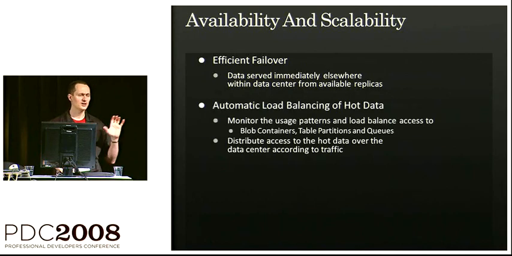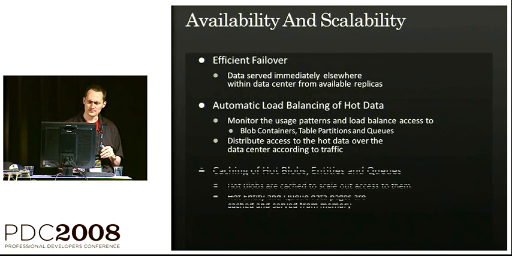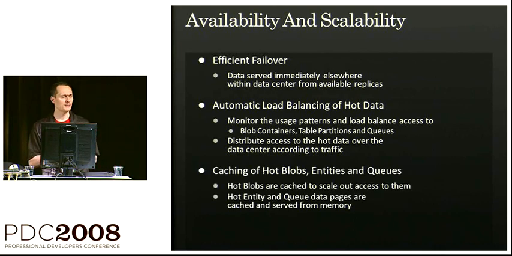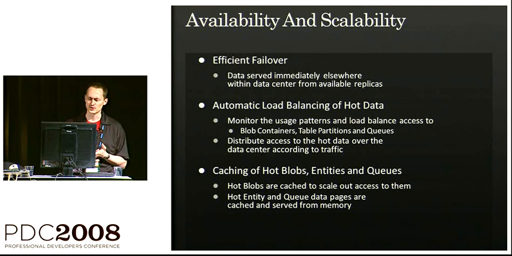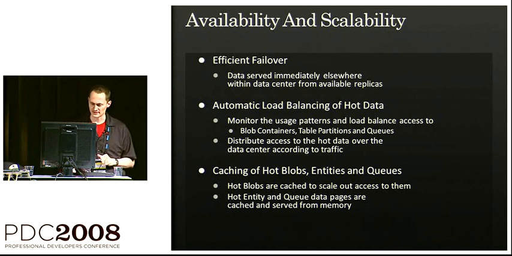For scalability, I talked about this in much detail in the table section, where we automatically load balance your hot data. We automatically monitor the usage patterns and load balance your blob containers, table partitions, and queues across our servers to meet your traffic needs. And finally, we do caching of hot blobs, entities, and queues in our memory system. For very hot blobs, we will cache these multiple times across our servers to meet your traffic needs. And for entities and queues, we'll cache these and serve these directly from memory.